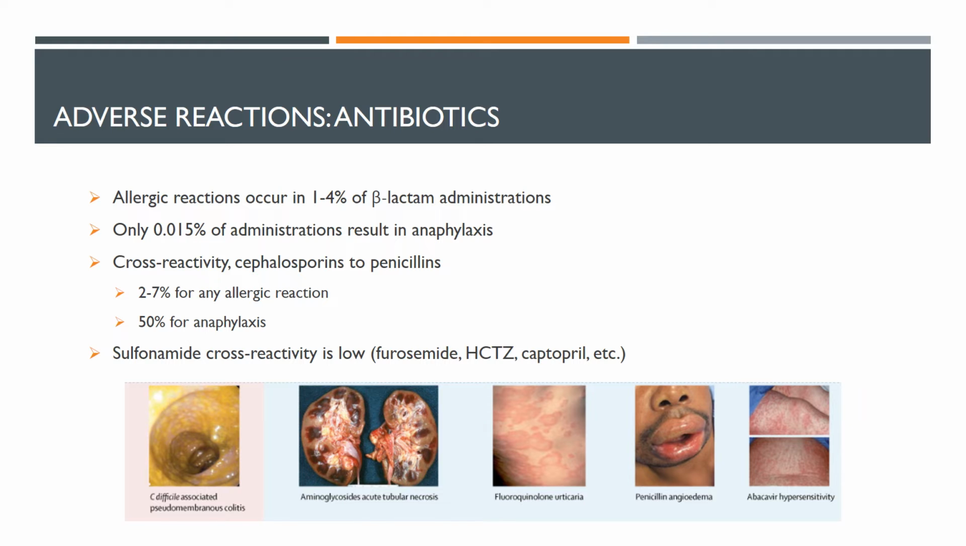The one on the left describes C. diff colitis. We have a picture of a kidney here that is describing acute tubular necrosis that can happen with aminoglycosides. Fluoroquinolones can result in different rashes and urticaria. Angioedema can result with penicillins and other antibiotics.